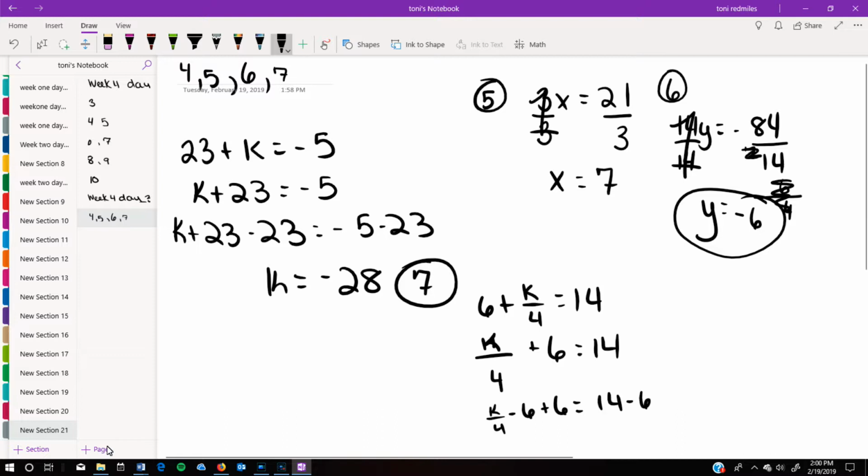All right, I want to come up here. K over 4. That goes to 0. 14 minus 6 is going to give me 8. Multiply both sides by 4 because 4 is dividing k. The opposite would be multiplying. These cancel, giving me a 1, so just my k. 8 times 4 is 32.